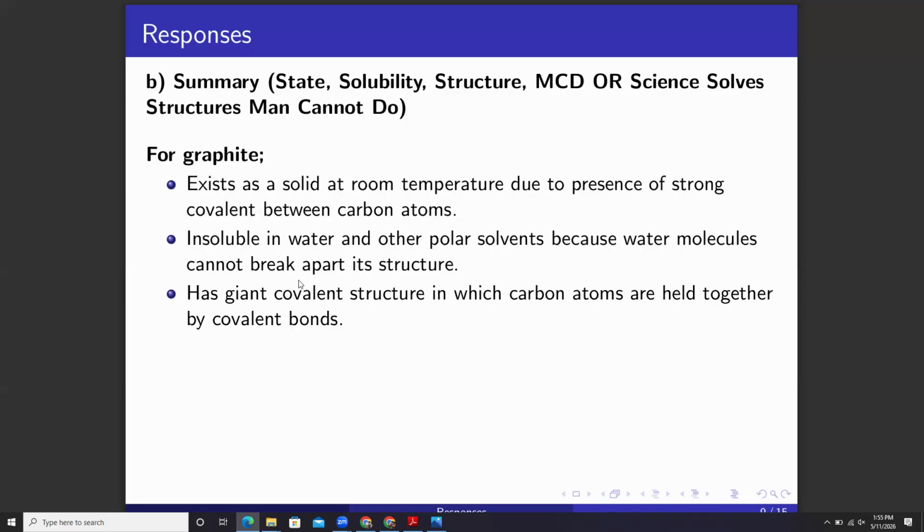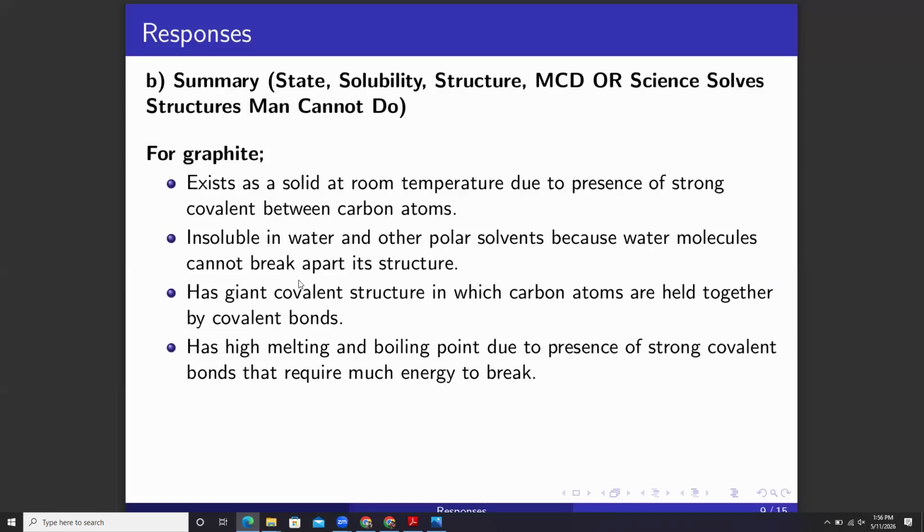Then melting point. It is very difficult to melt sand. The same thing applies to graphite and to diamond. Therefore, what are we going to say? That graphite has a high melting point and boiling point. The same point works for diamond. It is very difficult to melt diamond. It is very difficult to melt sand. That's why we say that they have high melting and boiling points.